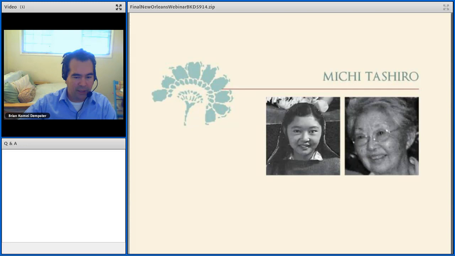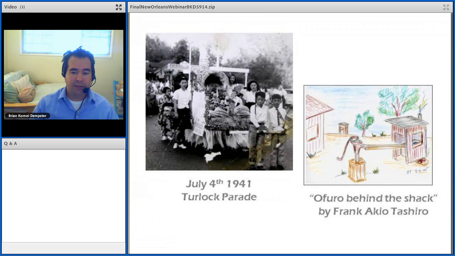Okay, so next slide is Michi Tashiro. And again, she's another of the writers in the lesson plan that you all have. And she was actually in Amache, Colorado, that camp, and that's one of the WRA camps in addition to Topaz that Chrissy and Kim have referred to. And the next slide actually gives some pretty cool pictures. One is related to her being in the Turlock Parade on July 4th, which is actually coming up in a few months, and as you know, is Independence Day. But she has a really interesting story about that notion of being American and loyalty and what it means to be in a July 4th parade in terms of the incarceration experience.